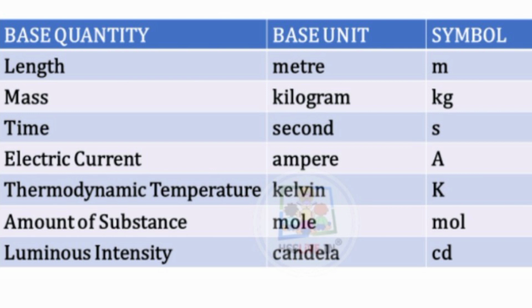Now we can see what are the fundamental quantities and their units. These are also very important. You have to know the base quantities and their symbols. So length is meter, then mass is expressed as kilogram, symbol is kg, then time second, then electric current ampere, thermodynamic temperature, that is Kelvin, amount of substance mole, luminous intensity is candela. So all these base quantities you have to study.